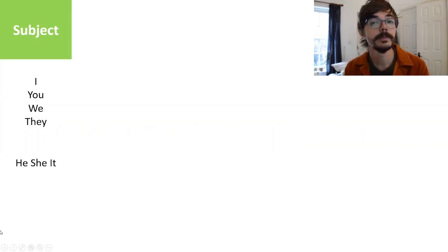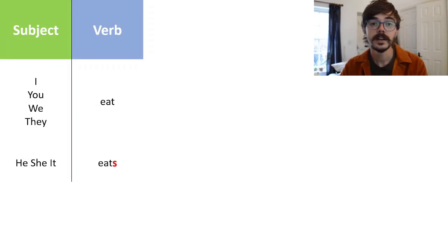And then after that we can put our verb. So let's choose the verb eat. You can see we say I eat, you eat, they eat, we eat, or he eats, she eats, it eats. So when we have he, she or it, we put an S. This is really, really important and the place where people make the most mistakes. They forget to put the S. So when we have he, she, it in the present simple, we have to put an S, or sometimes an ES.